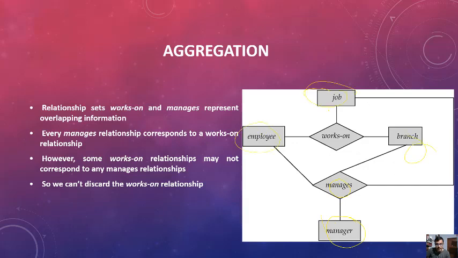So we solve this type of problem with aggregation. We can eliminate the redundancy via aggregation. Aggregation allows relationships between relationships. It is the abstraction of a relationship into a new entity. So here, this relationship we have from the previous diagram, and with this relationship we are attaching another relationship that is called manages and manager.